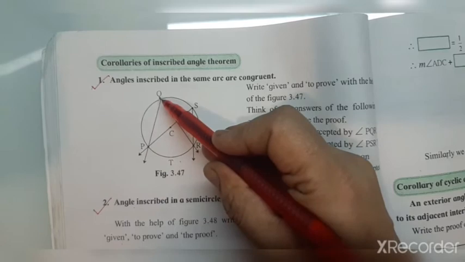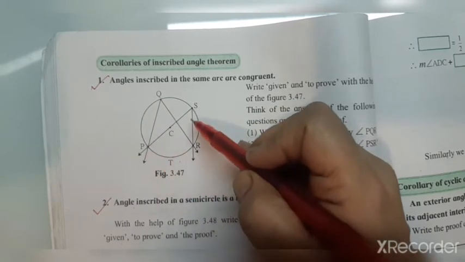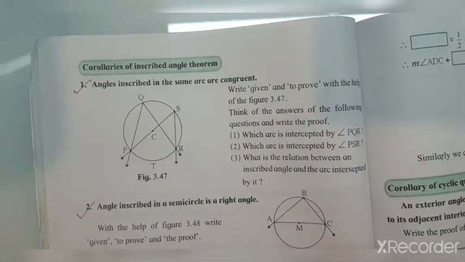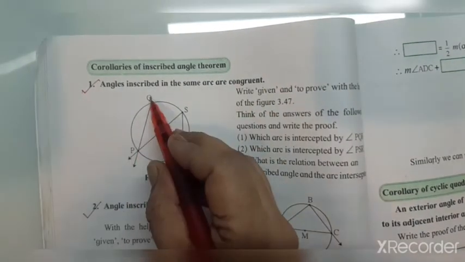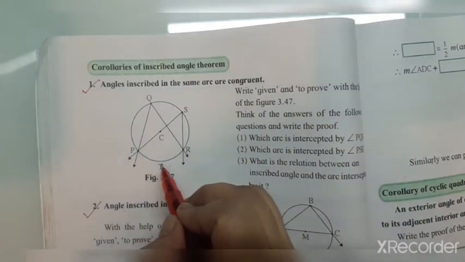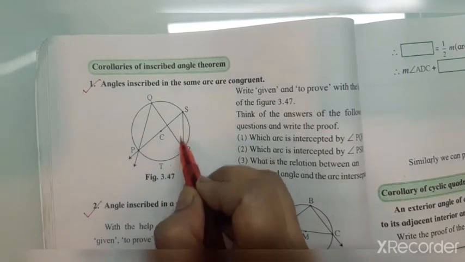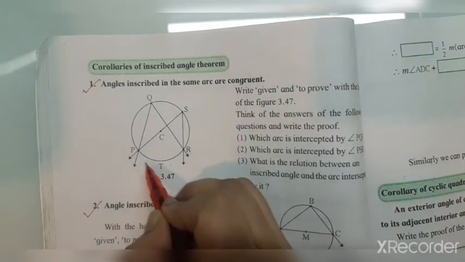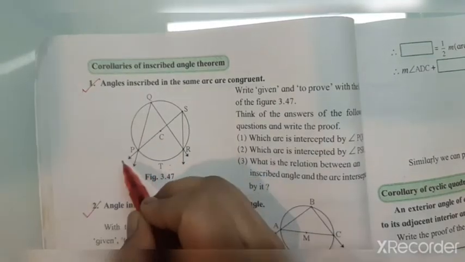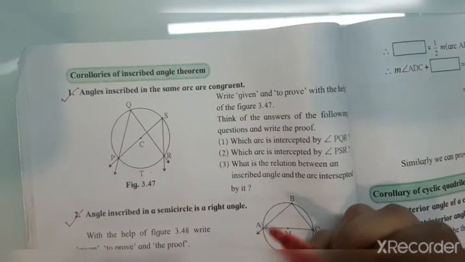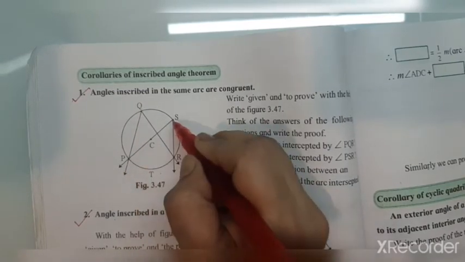Now QR is 120, RS is also 120. So measure arc QRS is equal to 120 plus 120 is 240. So this is the second thing what is asked to prove. That is, we have to prove measure arc QRS is equal to 240 degree is proved. Okay, so this is the second thing which is asked to prove. And the first thing is already proved, that the arcs are equal.